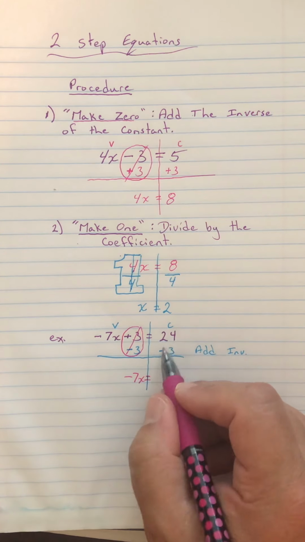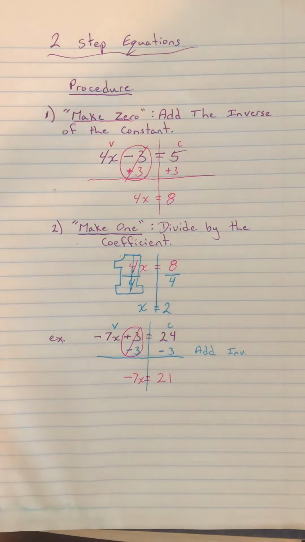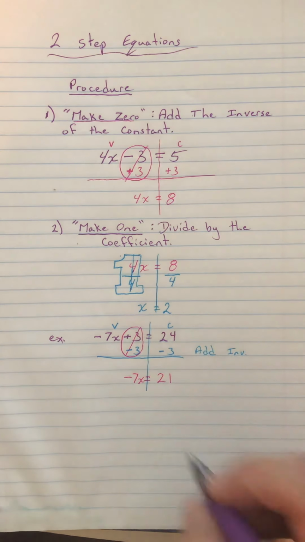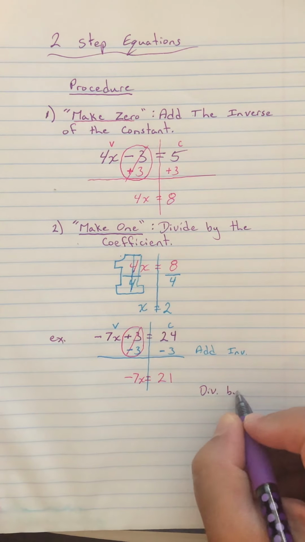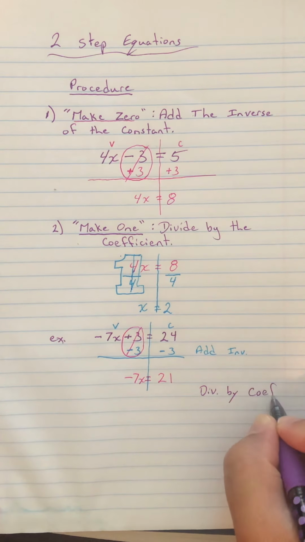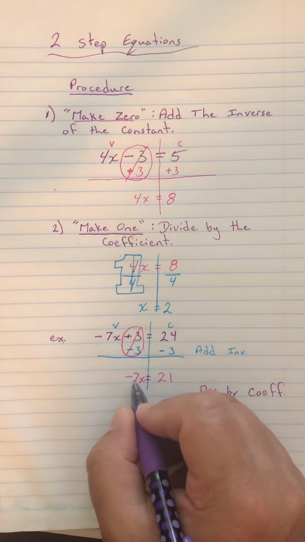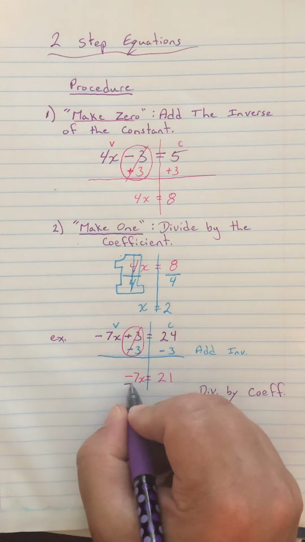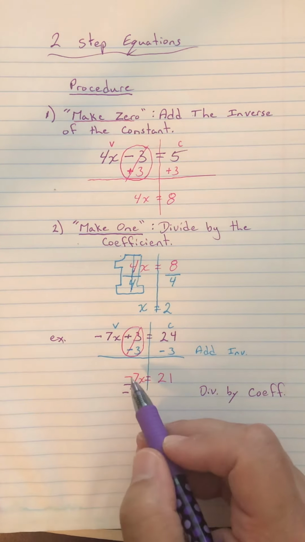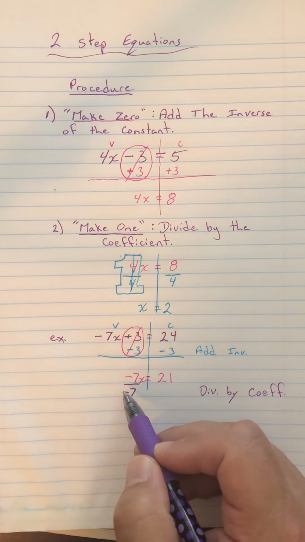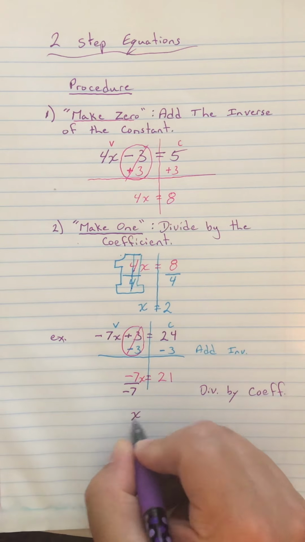These are different signs. We're going to subtract. I get a positive 21. And next step, divide by the coefficient. Coefficient is negative 7. You divide by the exact coefficient because we need it again to be positive 1. Negative divided by a negative makes me get a positive 1, so it's just x now.